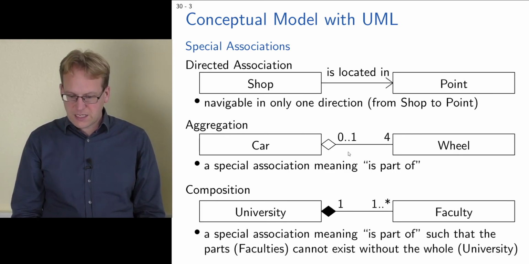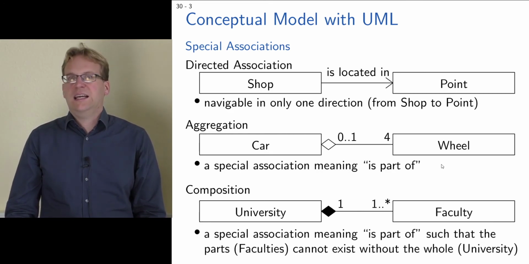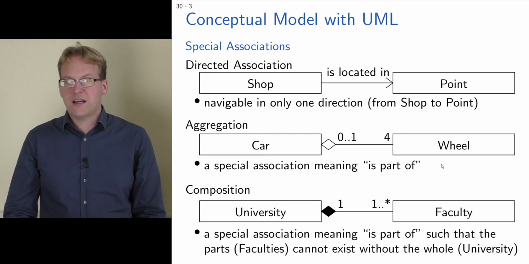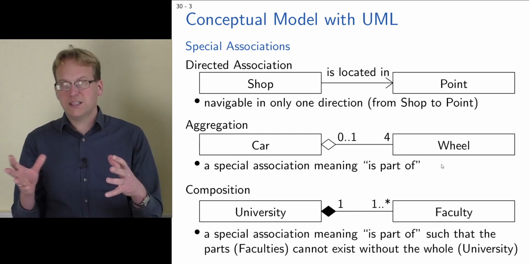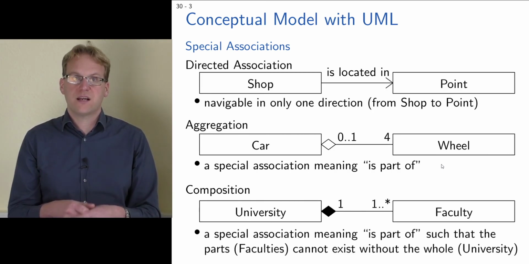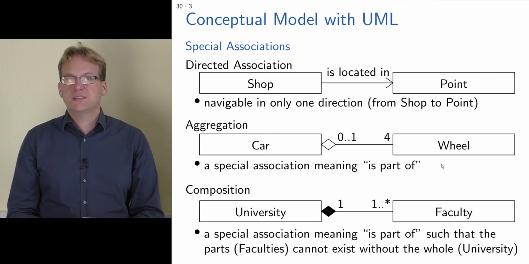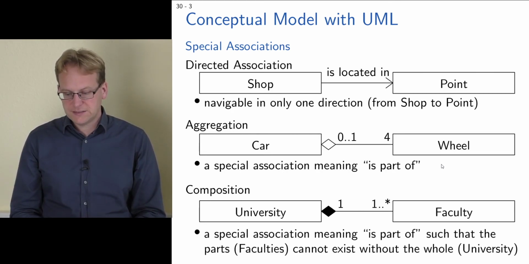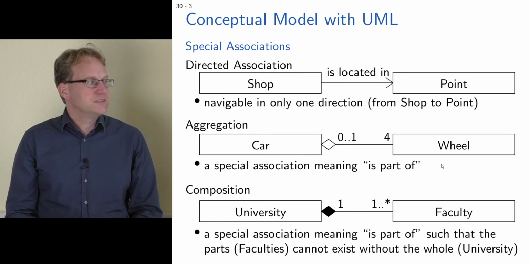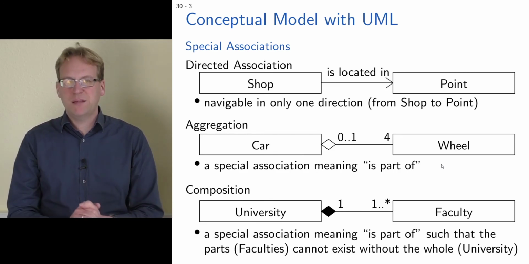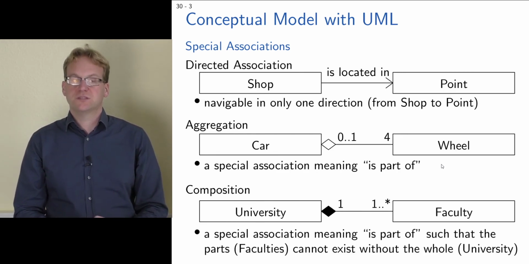In the case of the car with the wheel, that is different. A wheel can, of course, exist without the aggregate, the car. A wheel can exist even without the car, independent of the car, but a faculty never exists without a university. And that is therefore the composition. I think this distinction is maybe not too important, but in UML that's expressed with different symbols.